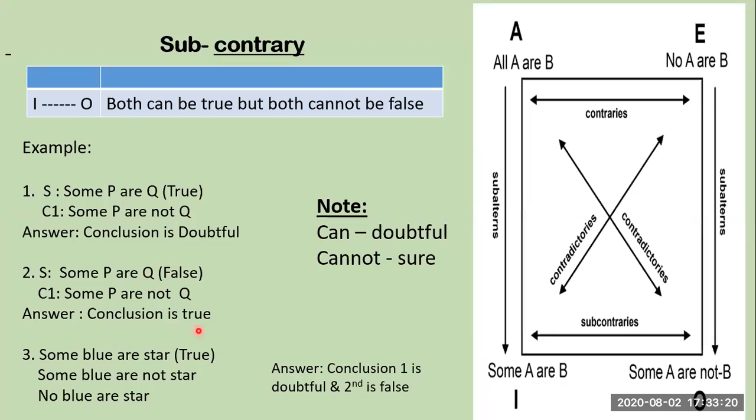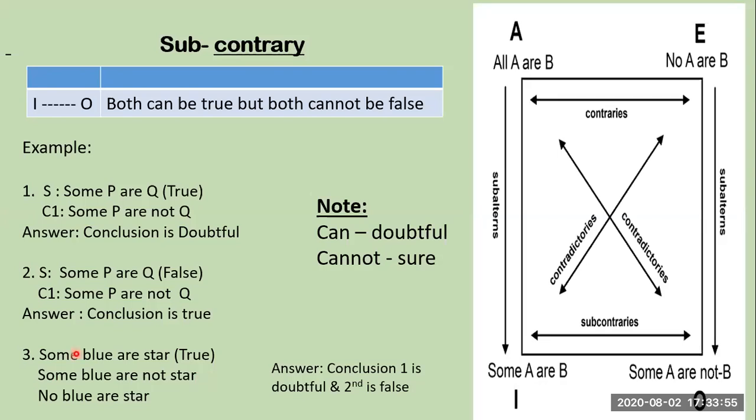So we'll move to the exam pattern questions. Some blue are star, it is I. And again, some blue are not star, that is O. And no blue are star. So no means they have taken this E. We need to compare the first and second statements, and again the first and last statements. This some and some not both come under sub-contrary. Clear? So if one is true, the second one should be true, but we need to write doubtful. Instead of writing true, we should write doubtful.